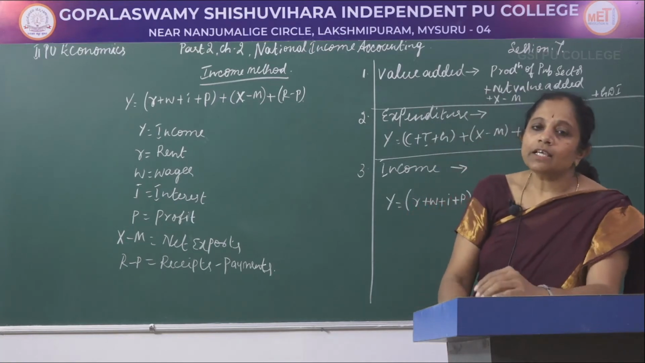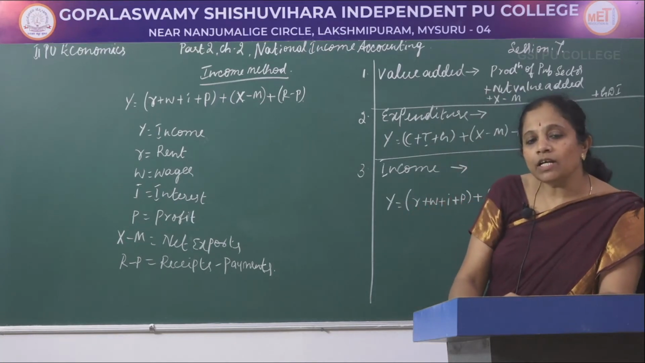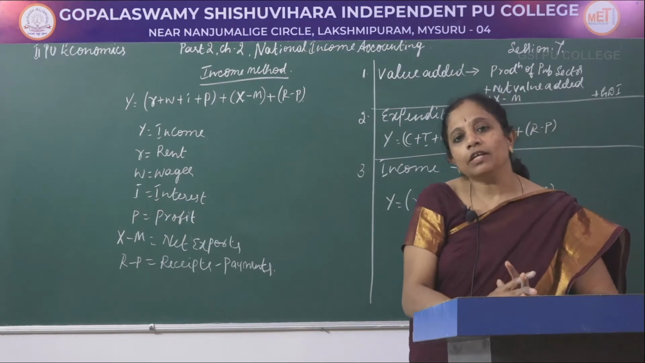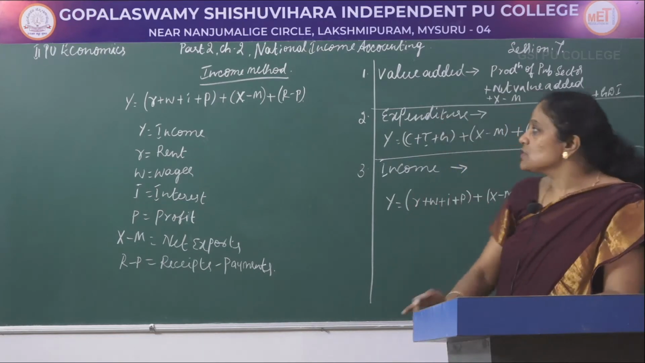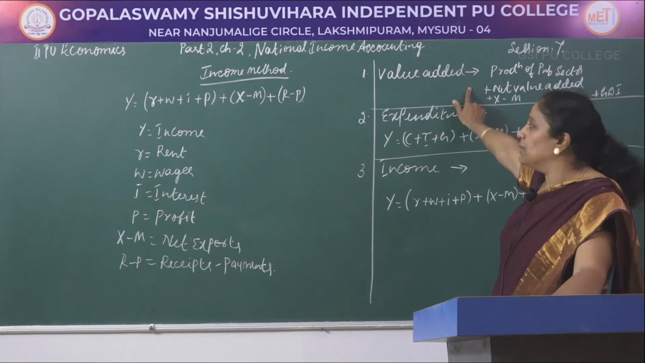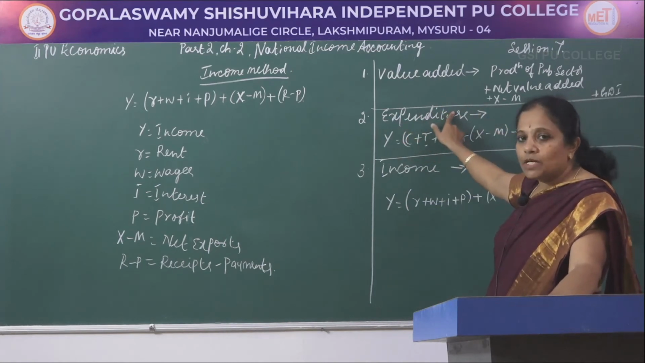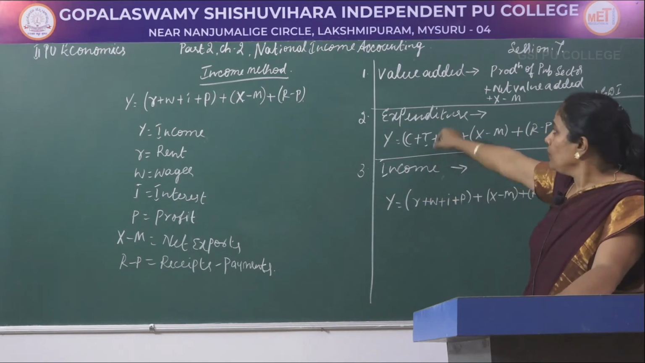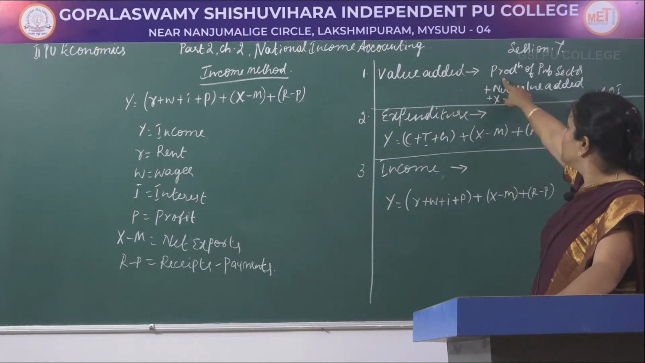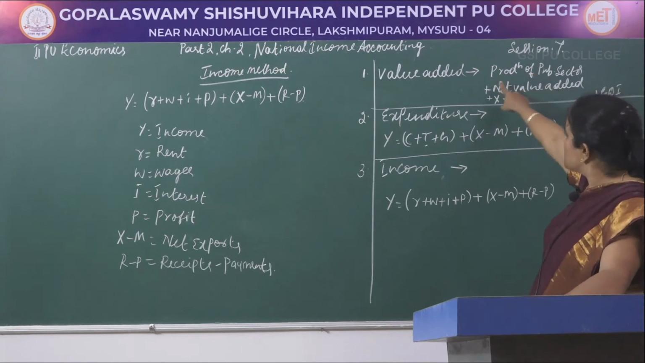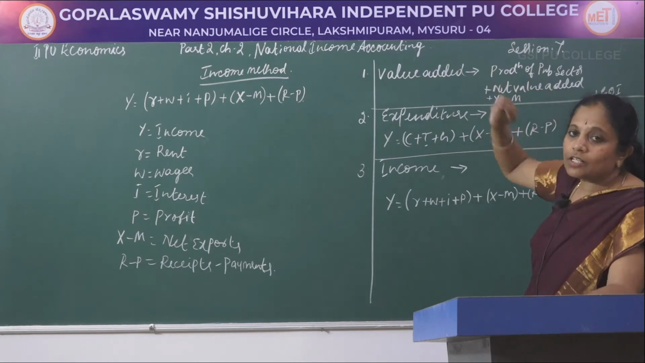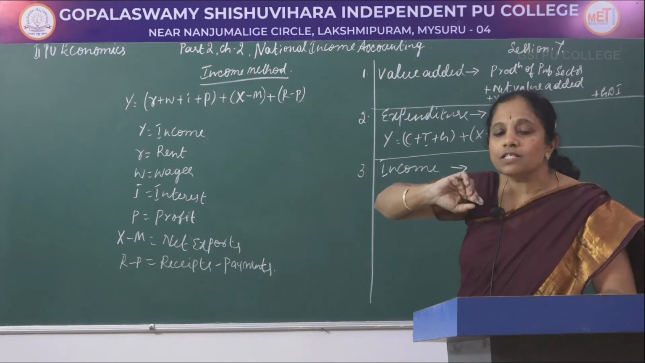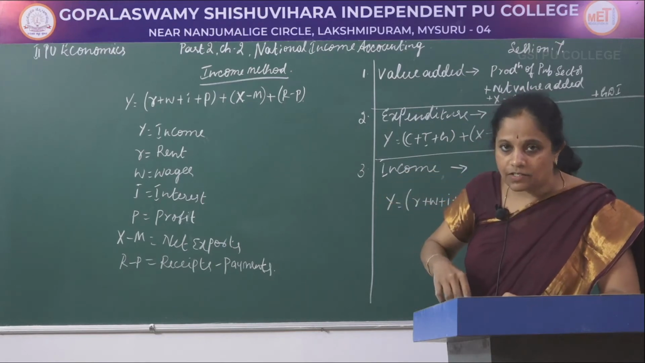So, once again let us recall the three different methods of calculating the GDP. The first one is the value added method, the second one is the expenditure method, and the third one is the income method. The first one is the value added method, wherein the production of the public sector is considered. The complete production of goods and services through the public sector is considered.